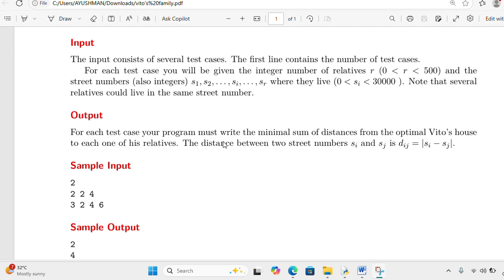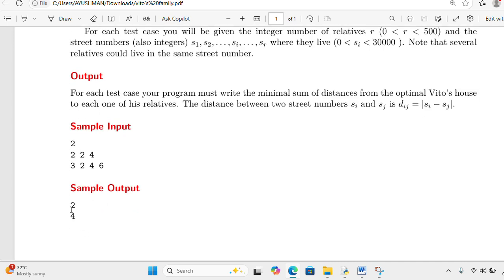2, 2 24 34, 3 46 ... Here 2 is the number of test cases, and this 2 is the number of relatives, and these are the street numbers of these two relatives. This is the first test case, and this is the second test case. In the second test case we have given the number of relatives as 3, and these are the street numbers of the three relatives, and we have found the output for the minimal distance.